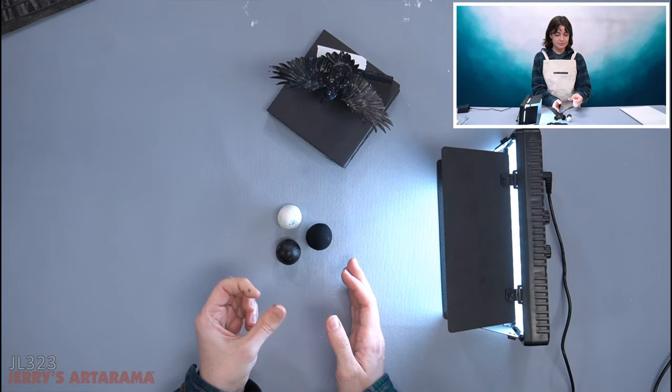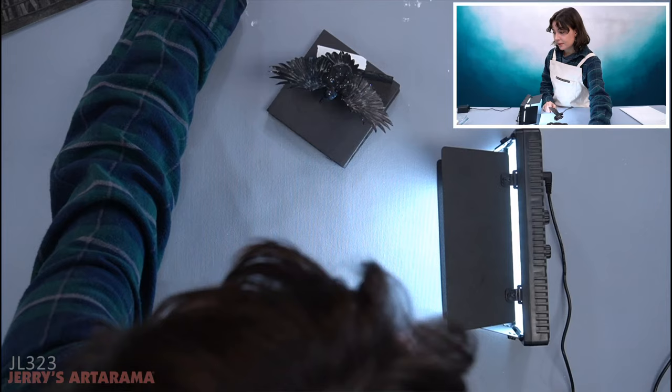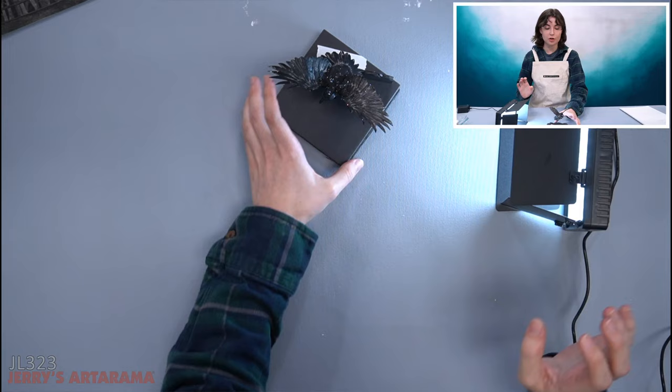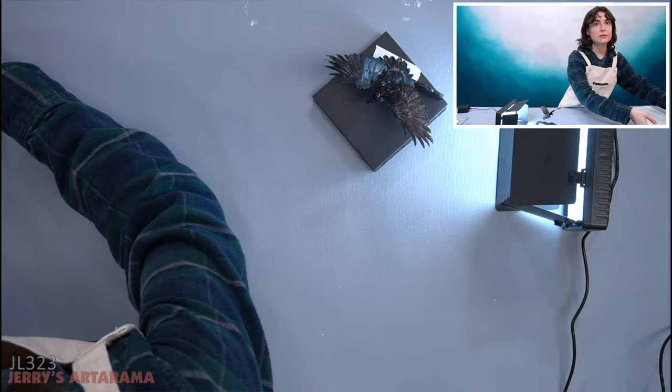Okay, so putting those off to the side, I think it's time that we start playing around with this and actually try to draw something. I'm going to set up a pose different than the one I have in my painting right here, because I want a little bit of a challenge.